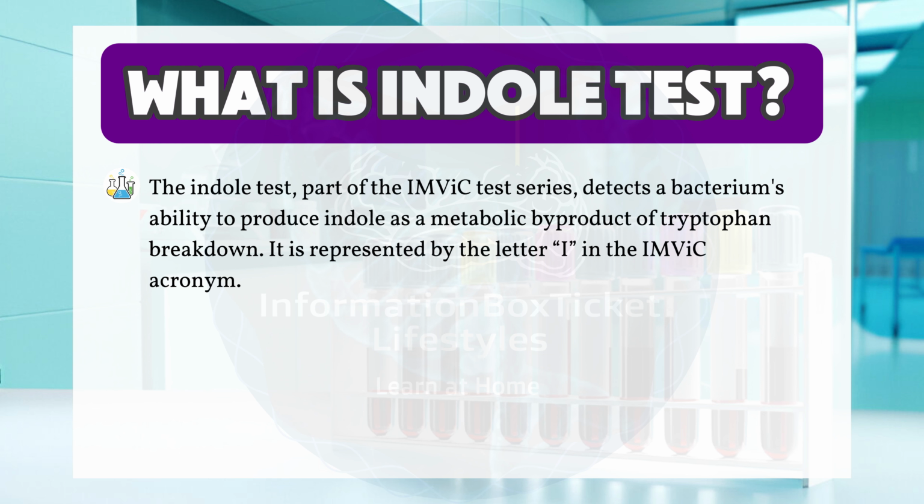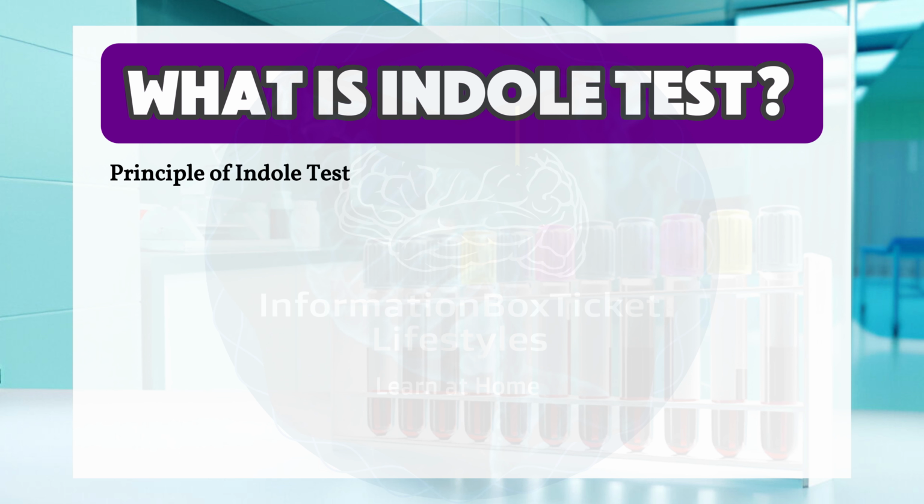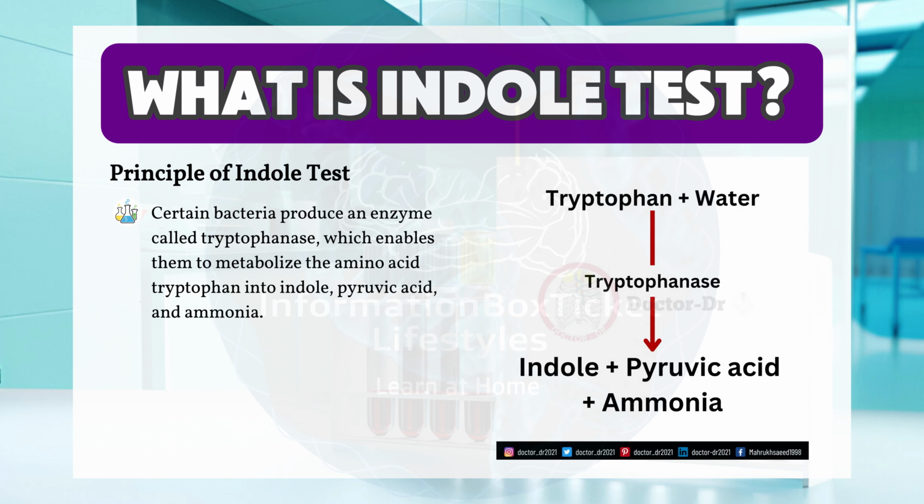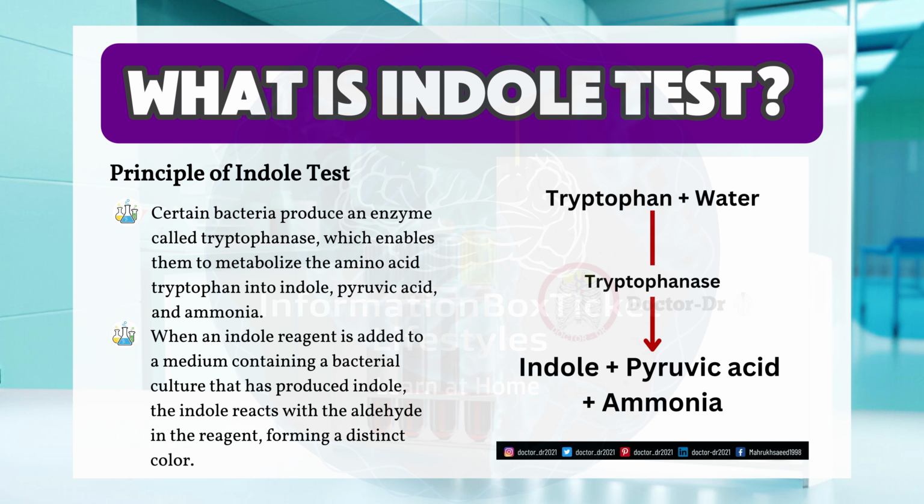It is represented by the letter I in the IMViC acronym. Principle of Indole Test: certain bacteria produce an enzyme called tryptophanase, which enables them to metabolize the amino acid tryptophan into indole, pyruvic acid, and ammonia. When an indole reagent is added to a medium containing a bacterial culture that has produced indole, the indole reacts with the aldehyde in the reagent, forming a distinct color.